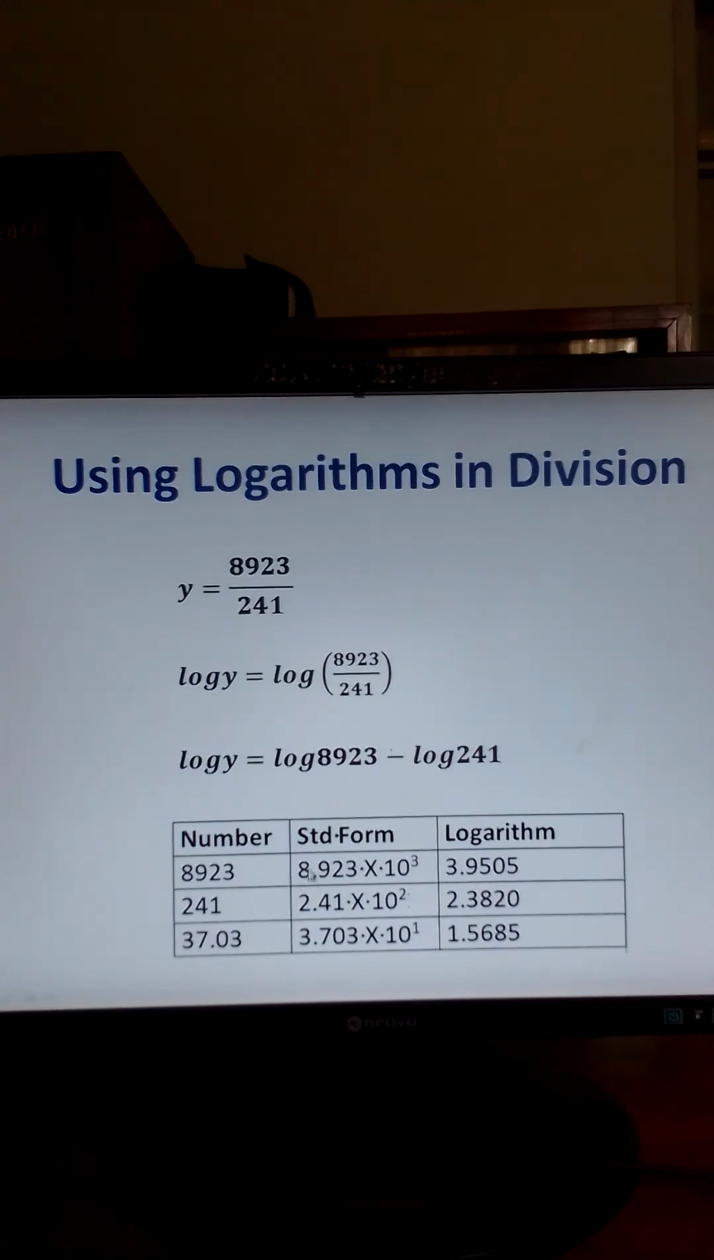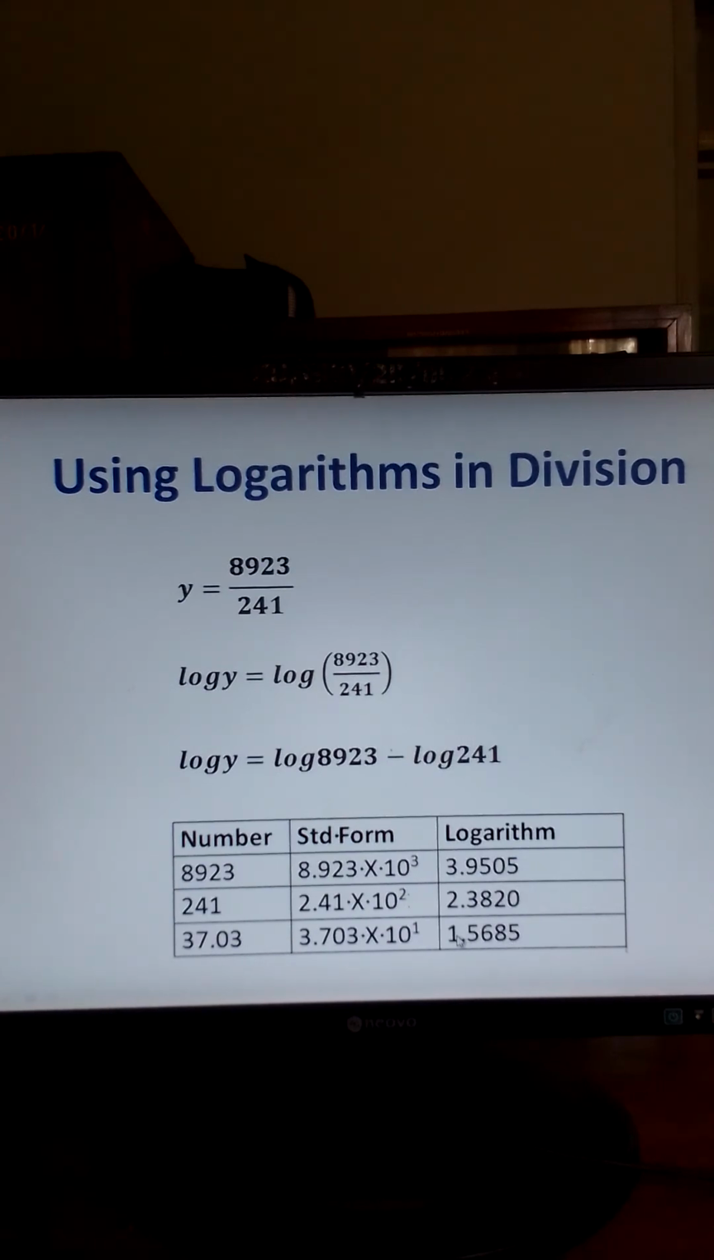Now we check from tables the logarithm for 8.923, which is 0.9505. And for this number, the 2 here, you write here the characteristic, 2 point, the mantissa part, the logarithm for 2.41, which is 0.3820. So because we are dividing the two numbers here, we shall subtract their logarithms. So this number minus this one here, you get 5 minus 0 is 5, 10 minus 2 is 8, 14 minus 8 is 6, 8 minus 3 is 5, and then 3 minus 2 is 1. So that's the logarithm that you have obtained.